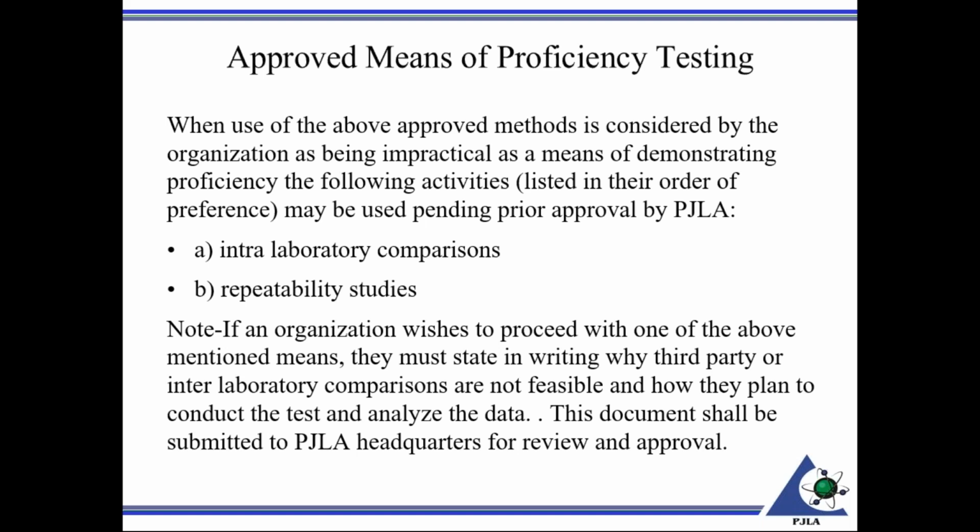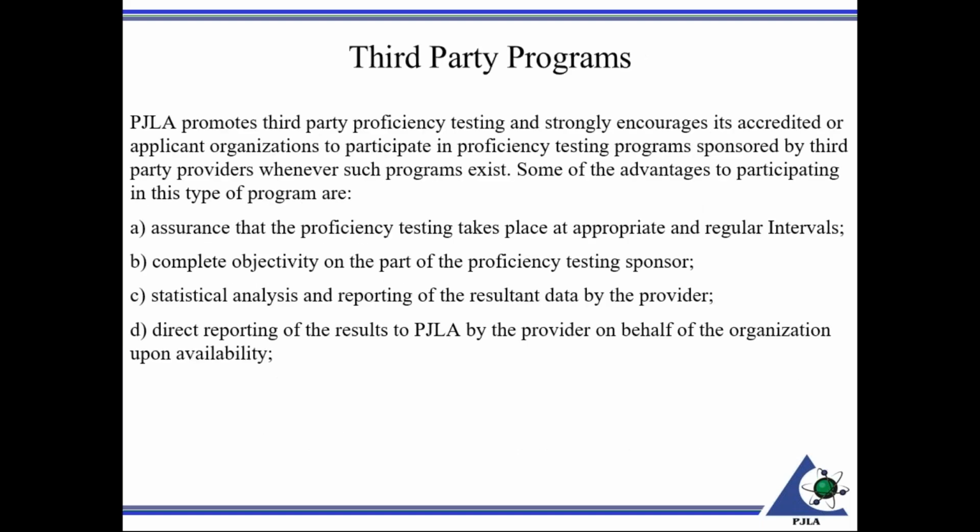So there's a note right there in PL-1. You just don't put that out there and say you'd like to request it. You have to state your case in writing, state why third-party or inter-lab comparisons are not feasible, and how you plan to conduct the test and analyze the data in a meaningful way. This document shall be submitted to PJLA headquarters and typically presented to the program manager for review. So again, we promote the use of third party, top of the pecking order.